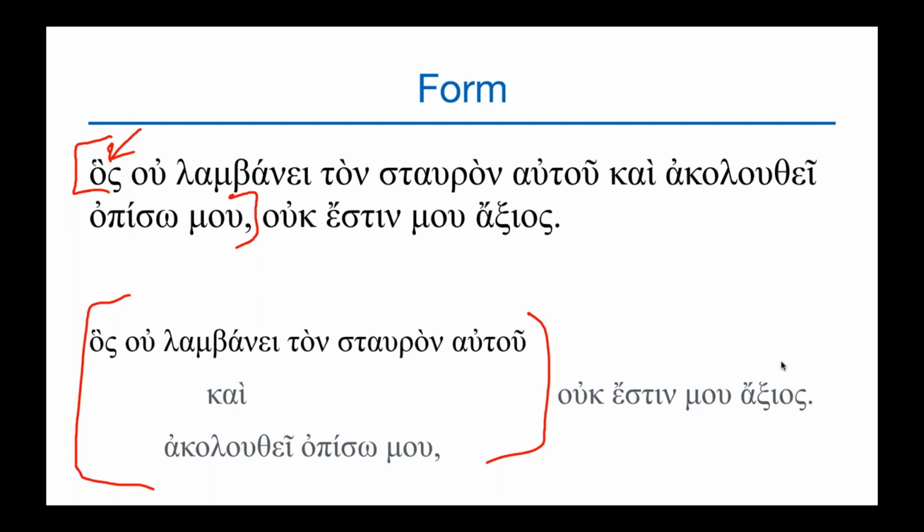So akolouthei is from akoloutheo, which is where we get the word acolyte from, which means it's somebody who follows someone around. So this word means follow. Opiso is the thing I wanted to make sure I had right. So it follows behind me. Ouk estin mou axios, is not worthy is the best way to translate axios, is not worthy of me.